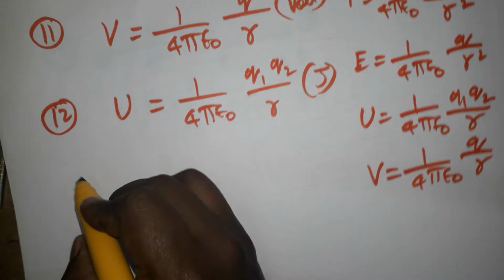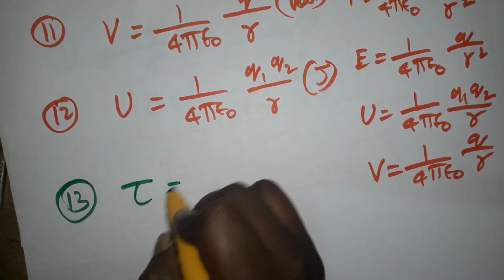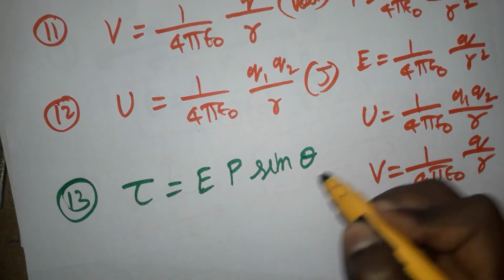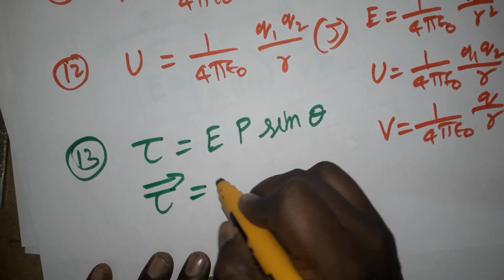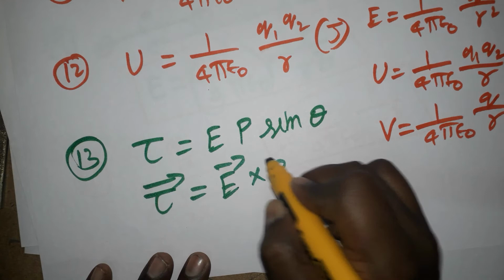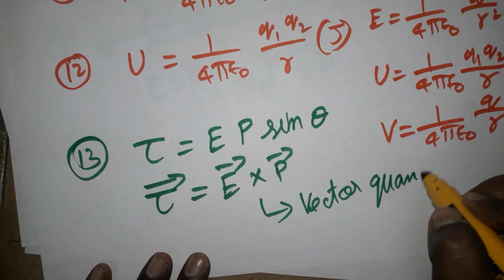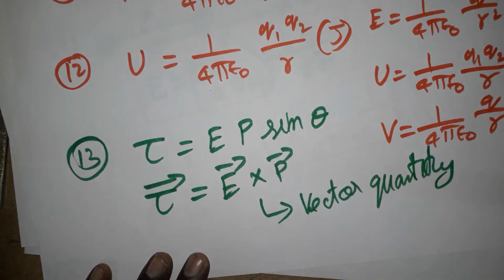Next thing, 13th formula: electric torque. Torque is equal to electric field times dipole moment times sine theta. Otherwise, torque is a vector quantity, E vector cross P vector. It is going to be a vector quantity. Whenever you get sine theta, it is a vector quantity.